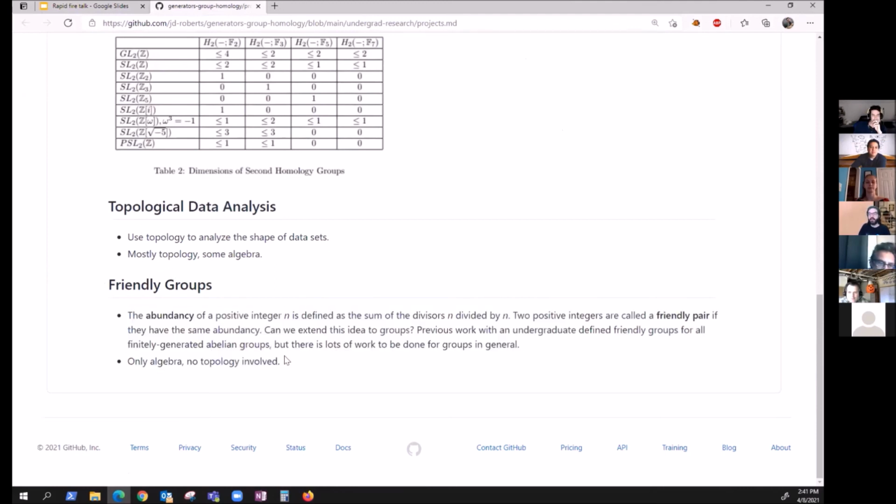And this last one I didn't talk about yet, but I did a previous undergraduate research project where the student defined something called friendly groups. The abundancy of a positive integer n is the sum of its divisors divided by n, and two integers are friendly if they have the same abundancy. So this student expanded this idea to groups, and she defined friendly groups for finitely generated abelian groups. But no one's done it in general. This is only algebra, no topology involved. So this would be a nice project for someone to work on.